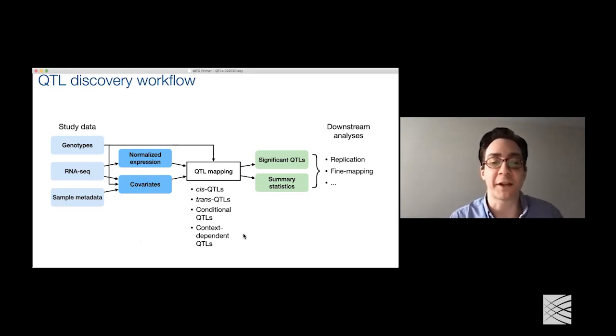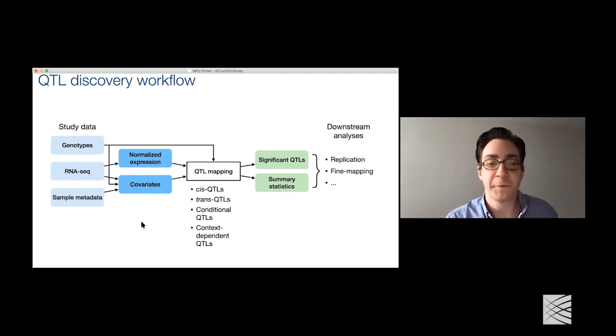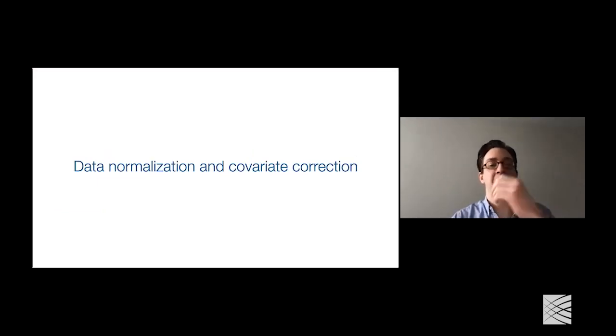The outputs from that are typically a number of files, one summarizing which genes have significant QTLs, as well as the lead variants for those, and then summary statistics for all associations that have been found. Using those results, there are many downstream analyses that can be performed, including replication, fine mapping, and so on. The focus of the talk again is on the central part here. There are other very nice resources for some of these downstream analyses, including in this primer series. If there are no questions so far, I'll start with the first section, giving an overview of data normalization and covariate correction aspects.